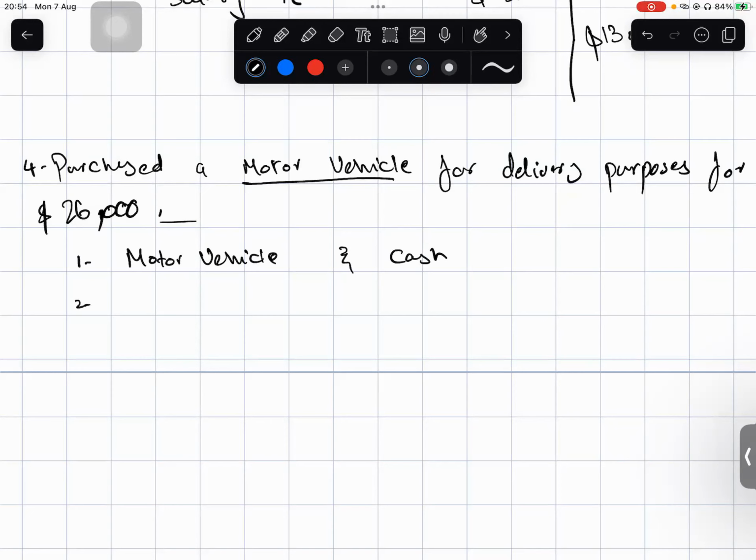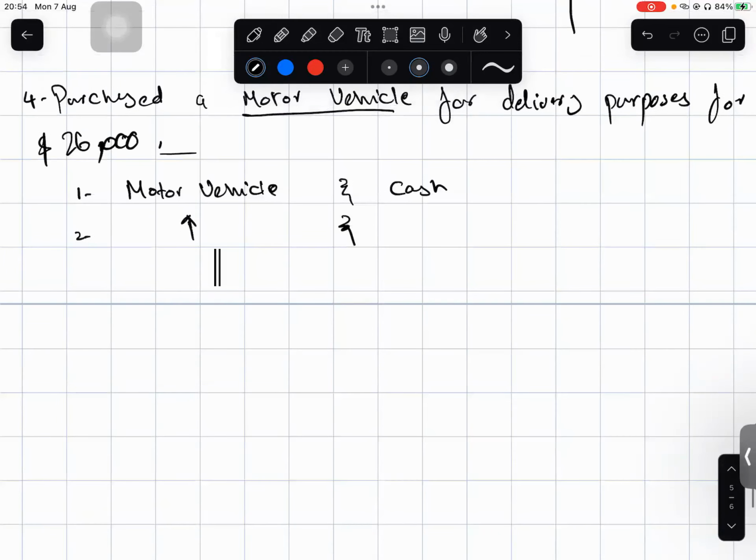Now, what do you think is happening to the motor vehicle balance in the company? Is it increasing or is it decreasing? Increasing. For example, you had motor vehicles which had a market value of 100,000. Now you bought another vehicle. Now the total value of those motor vehicles has increased. So absolutely, it will increase. And about cash, cash would decrease.